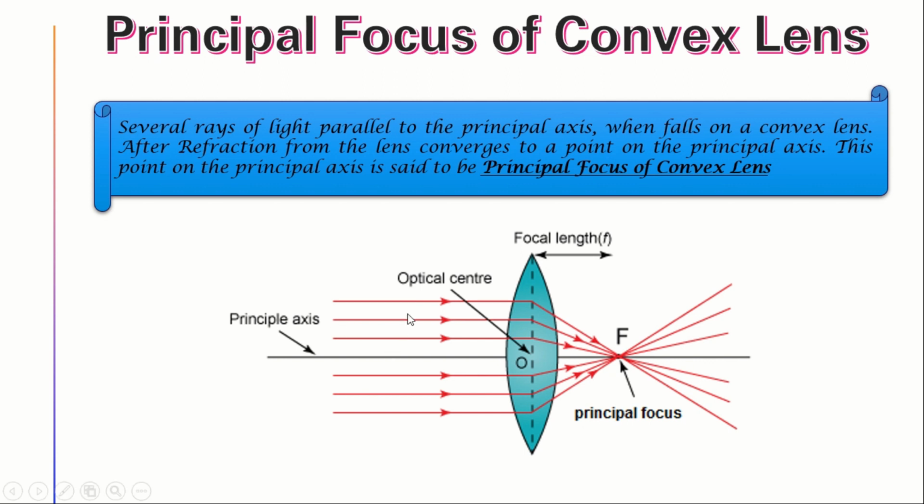You can see here the red line represents the rays which are parallel to the principal axis. So these rays after refraction converge at a point. So that point is said to be the principal focus of a convex lens, because in a convex lens all the rays converge, meet at a point.